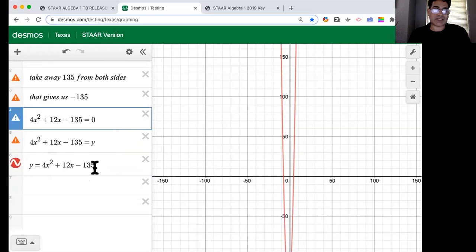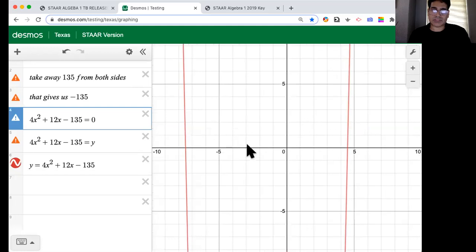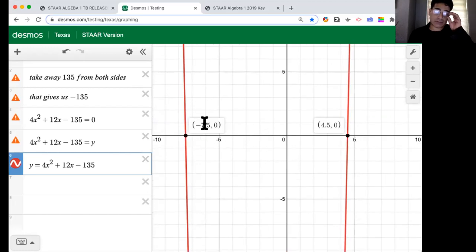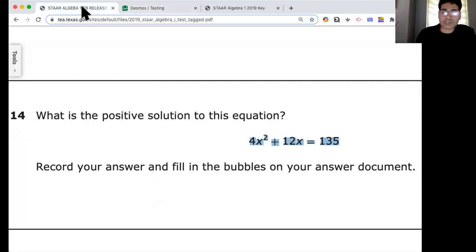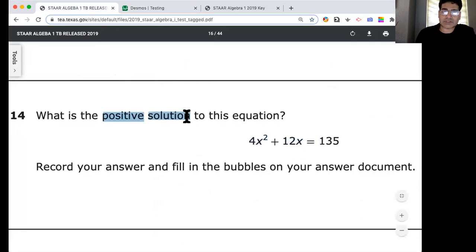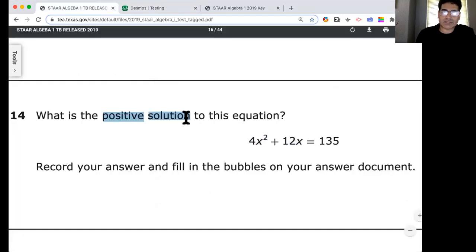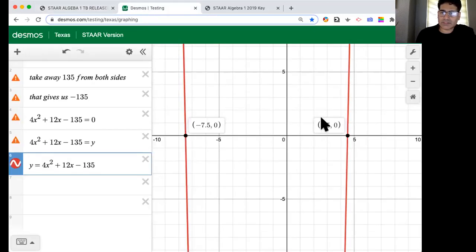We're not changing the values anymore. And now that I have that negative 135, let's see, these figures, they are giving us zeros over here, but the question, it means they cross the x-axis at 0. So how does that help us? Read the question again. What is the positive solution to this equation? What is the positive solution? We have a negative x here and a 0, and a positive 4.5 here and a 0. So on the positive side, the positive solution is 4.50.